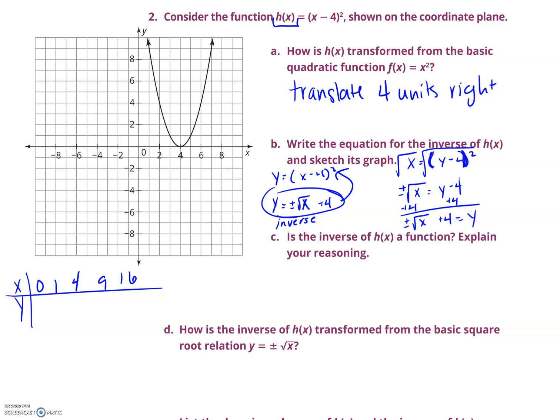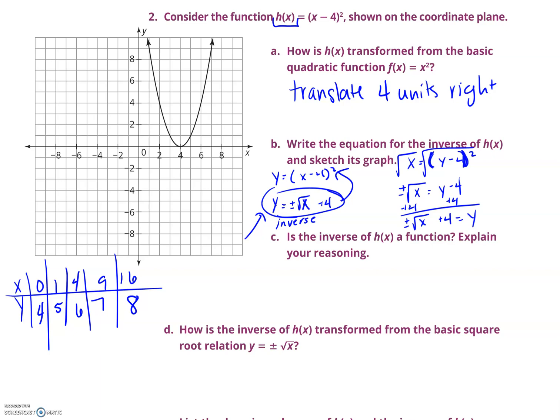All right, so when I substitute 0 in, the square root of 0 is 0, plus 4 would be 4. When I substitute 1 in, the square root of 1 is 1, plus 4 would be 5. The square root of 4 is 2, plus 4 is 6. And again, I'm substituting into the inverse function. The square root of 9 is 3, plus 4 is 7, and the square root of 16 is 4, plus 4 would be 8. All right, so let's go graph these.